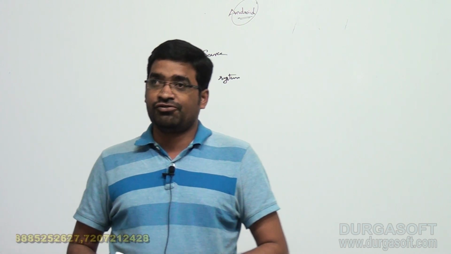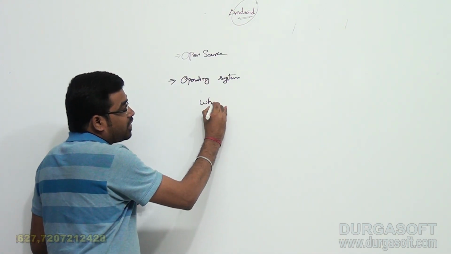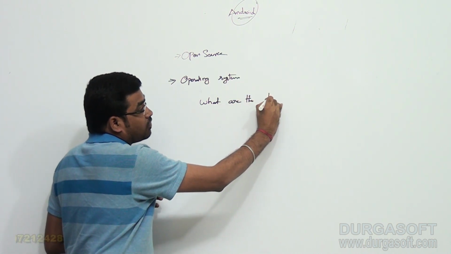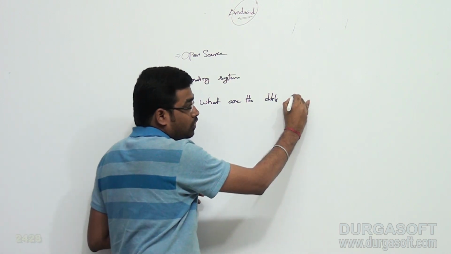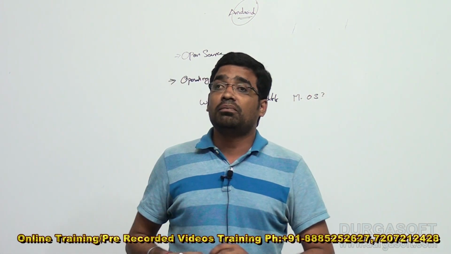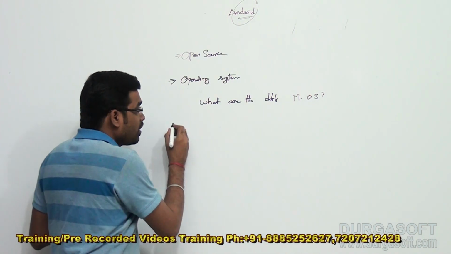Clear, guys? Fine. Next we have a question: what are the different mobile operating systems we have in the market right now? The first one is Android.